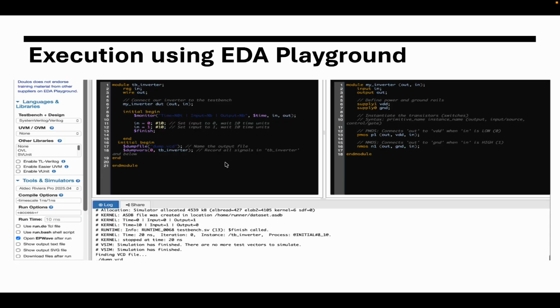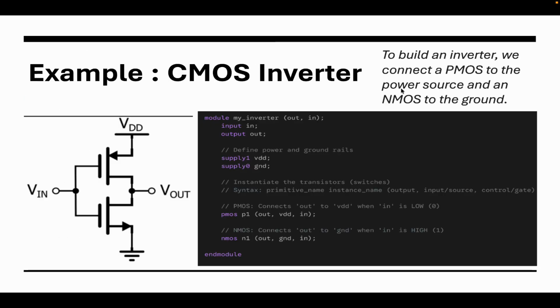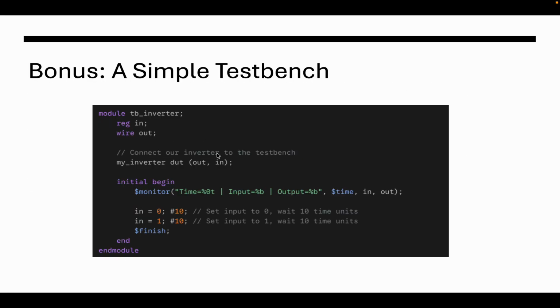We take this because, as you can see, when I previously wrote my CMOS inverter design module, I mentioned the name as my inverter. So when I want to connect it to the test bench, I write my inverter design under test with out and in. Then initial begin, I'll write the $monitor statement. This is for the output, how the output has to be shown in the terminal. And I'll give a few sets of inputs. When input is 0, set input to 0. Input is 1, it sets input to 1.